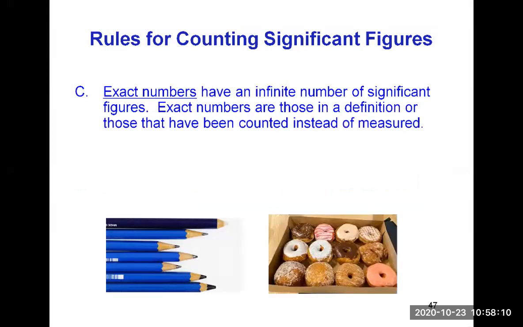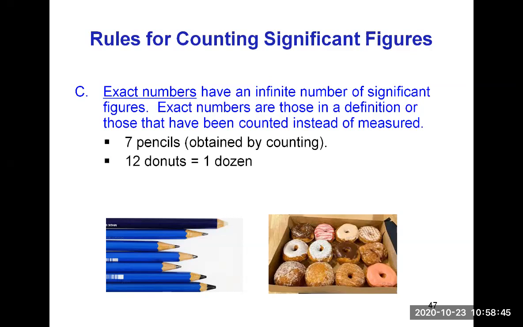You can also think about it like this. Exact numbers have an infinite number of significant figures, so they have an unlimited number of significant figures. And what are exact numbers? They are those in a definition or those that have been counted instead of measured. When you're counting objects like pencils, here there are 7 pencils. The 7 here is what we call an exact number. You cannot have 7.5 pencils, right? It's always 1 pencil or 0 pencils.